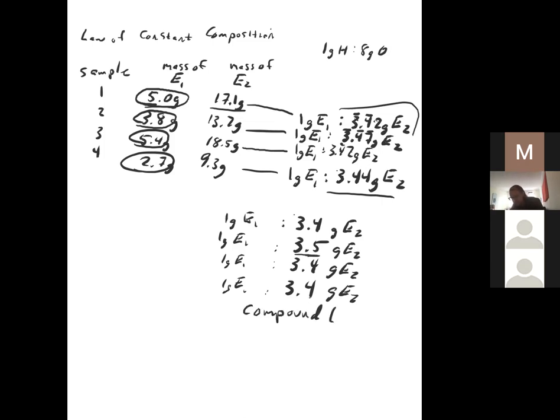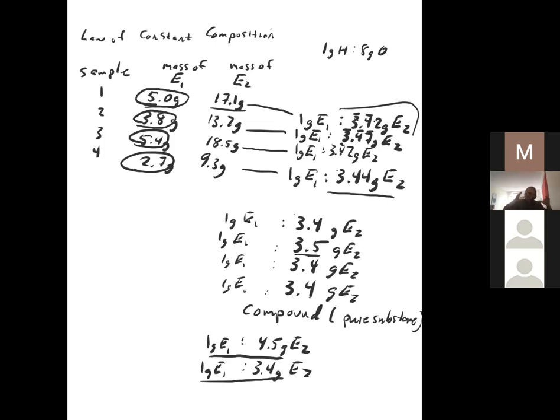And sometimes they call that a pure substance, because a compound is a pure substance. Suppose that we had gotten 1 gram for every 4.5. And then for the second one, we got 1 gram for every 3.4. See how these ratios are different?